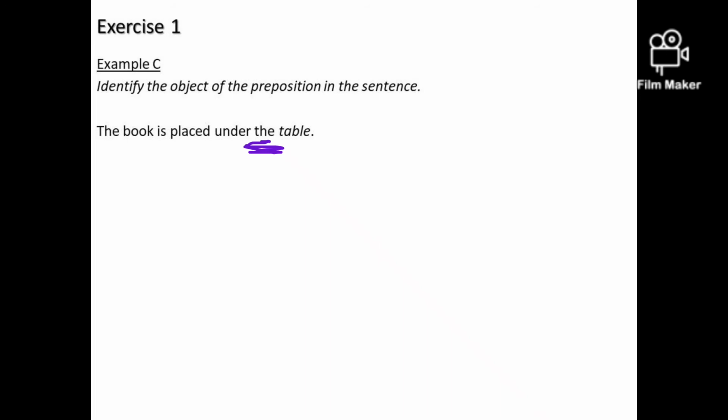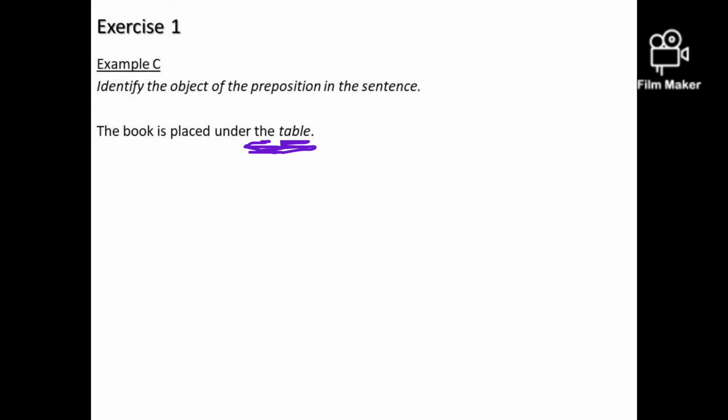So, table is an object. It's an indirect object because it's not what we're looking for. We're not looking for where the table is positioned. We're looking specifically for where the book is positioned. So, the book is the direct object, number one, that we can note on the side. And the table is the indirect object because the table is there. We're not looking for the table. We specifically want the positioning of what? The book. The book is under the table.